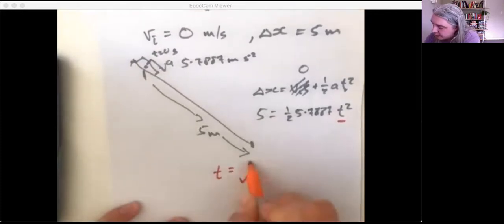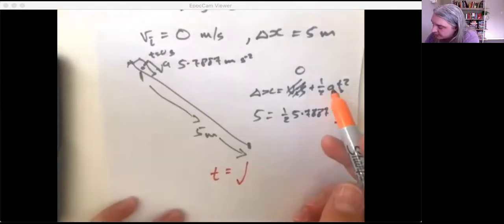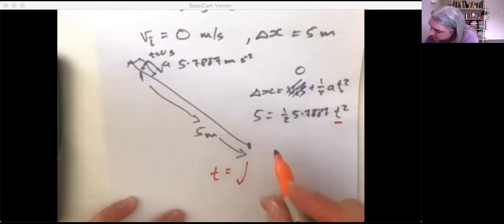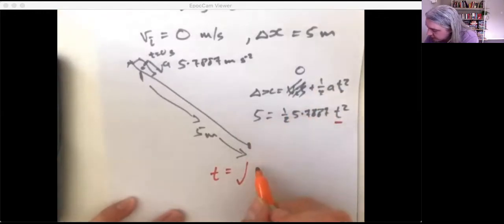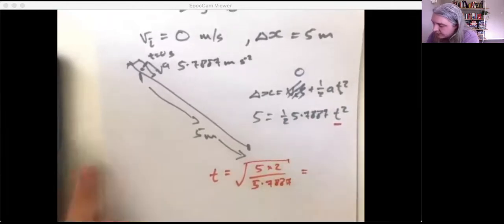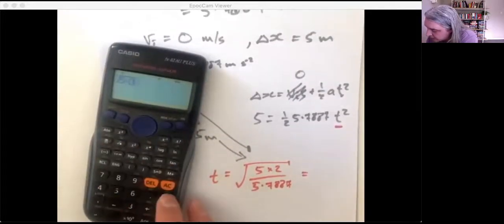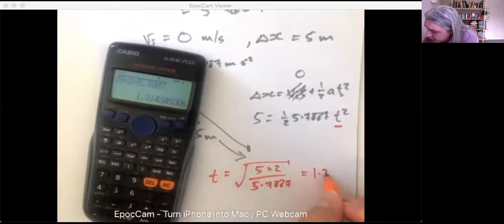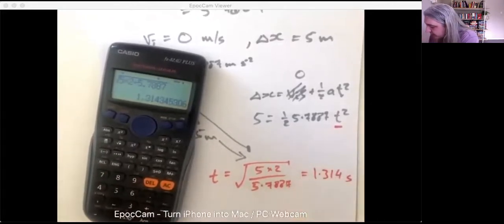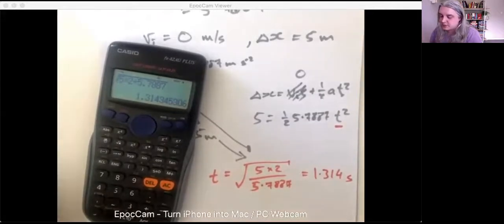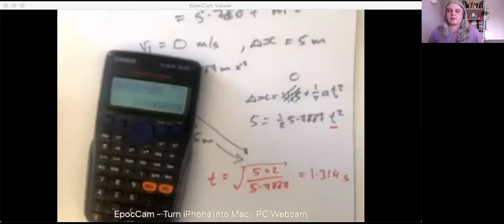So t is equal to the square root of, I'm actually going to just rearrange this rather than calculate and then divide, 5 times 2 over 5.7887. And now we can calculate that. I haven't done this calculation yet, so hopefully it comes out to something reasonable. That gives us 1.314 seconds. So at a slope of 49 degrees, the book will slide those 5 meters in 1.3 seconds.